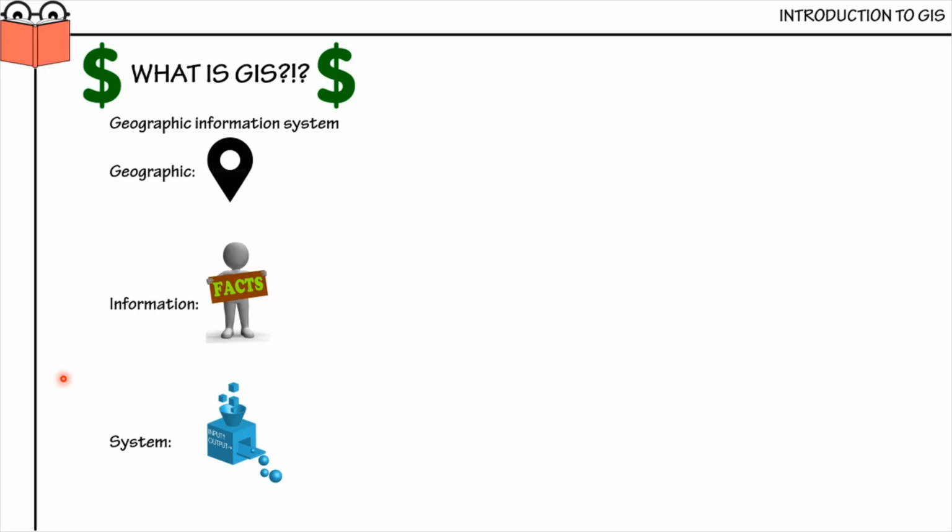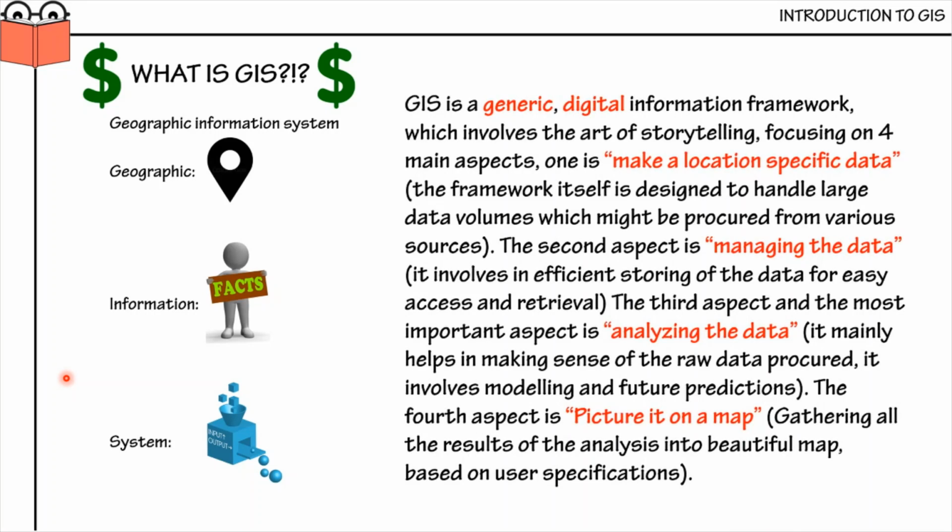So if you want to look into a very detailed, lucid explanation of GIS, here is how you can define it. It is a generic digital information framework which involves the art of storytelling, focusing on 4 main aspects. One is making a location specific data, second is managing the data, third and the most important aspect is analyzing the data, the fourth aspect is illustrating it on a map. Okay, let's look at it word by word.